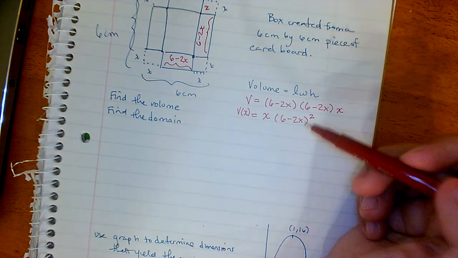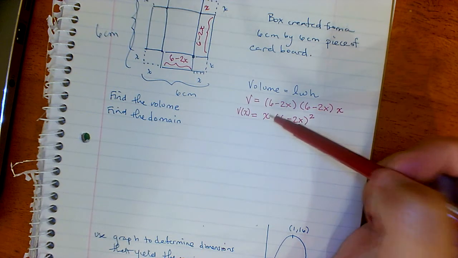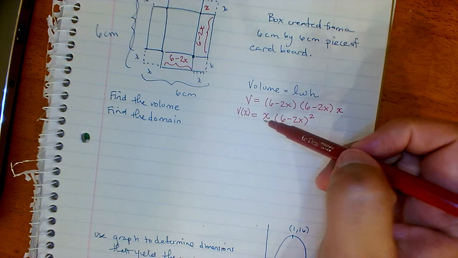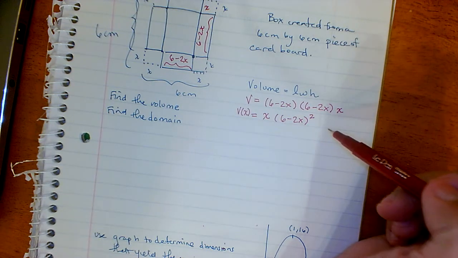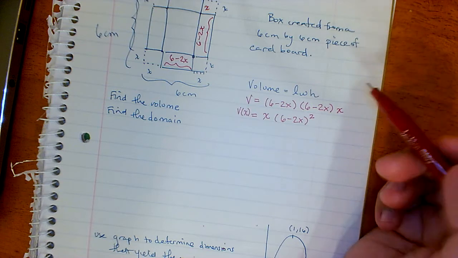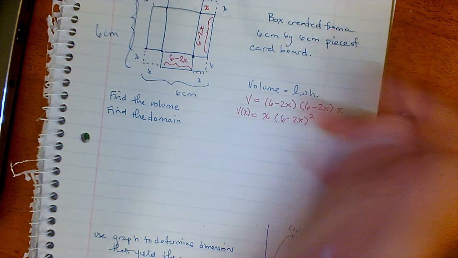And this will tell me what the volume is going to be for this box, depending on how much I cut out of the box. So if I cut half a centimeter off, I'd put 0.5 in here, 0.5 here, and when I went through the calculations, it would tell me what the volume was going to be for this box that I've created. So that's part of our answer.